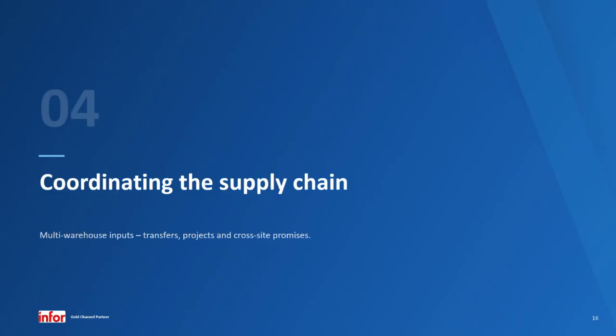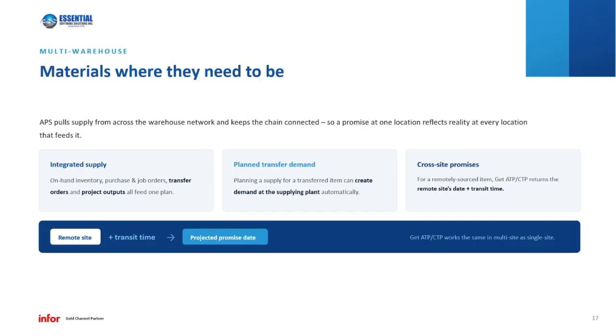So the next point that we're going to discuss here is how APS will pull together a multi-warehouse supply chain across your entire organization. So APS will integrate supply from across your multi-warehouse environments. That will include on-hand inventory, purchase orders and job orders, transfer orders, and project outputs that will all feed your APS plan. When it plans a supply for a transferred item, it will create planned transfer order demand at the time that the supplying plant dictates so that the chain between warehouses stays connected.